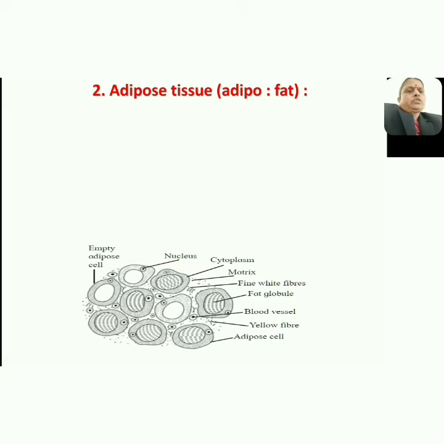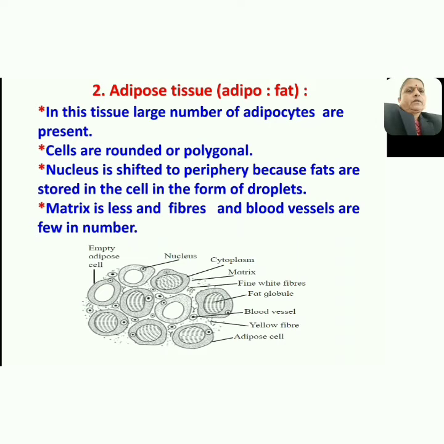Next, adipose tissue. Adipose means fat. See your diagram. This shows adipocytes, that is fat cells. See here in the diagram, fat cells are there, adipocytes are there. These cells are round and polygonal in shape. Nucleus towards the periphery. Why?